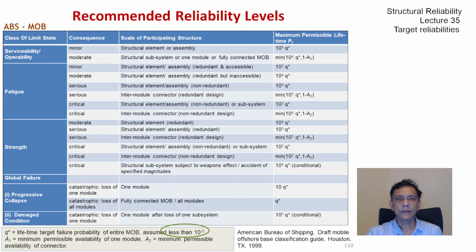So in some sense, these reliabilities were a little more stringent than that proposed by CSA and DNV, and presumably because this was not only a novel structure but had other consequences of failure beyond loss of life, beyond pollution, and had military implications.